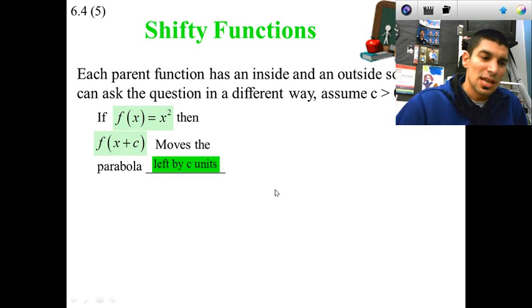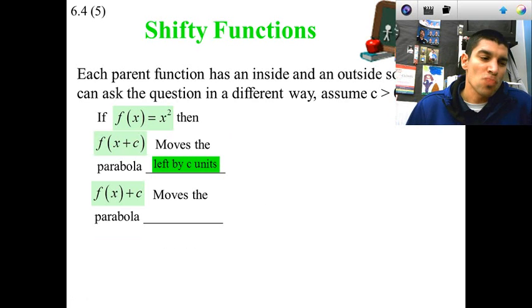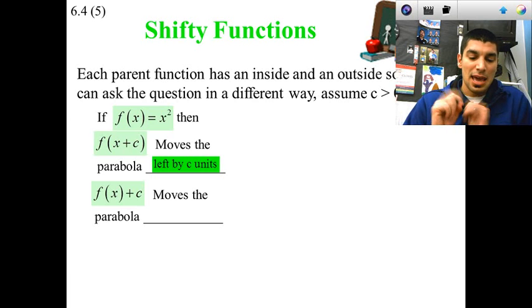Let's try another one. I'm hoping you all got that right. Let's see if you can do another one. What if I did it like this? f of x plus c, but it's f of x with the parenthesis, plus c. It moves the parabola blank. Be specific. Does it move it up, down, left, or right? And by how many units? Say the same thing. So now you have an idea of what I want you to do. I'll give you 10 seconds.